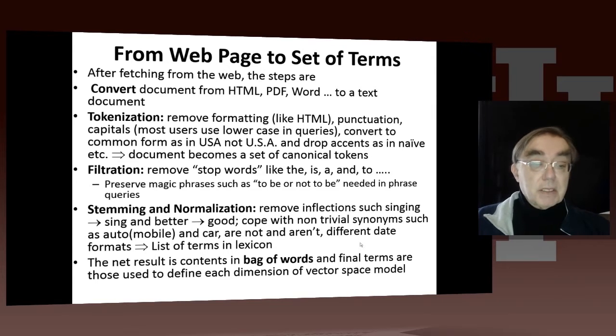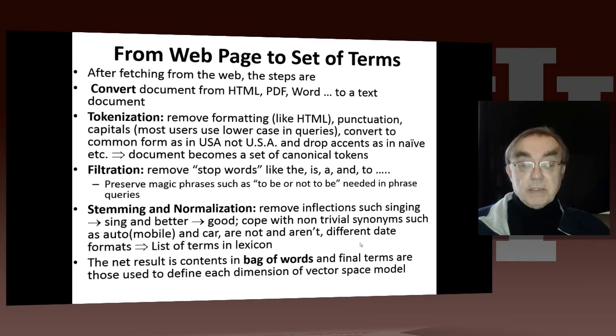Then we have stemming and normalization, so we convert things like singing and sung to sing, and better to good, and best to good, and cope with non-trivial synonyms such as automobiles and car, not and aren't, and different date formats, and then you end up with terms for your lexicon. So those terms are the things that are in your bag of words, which are really a bag of terms. And those terms are the things that define each dimension of the vector space model.